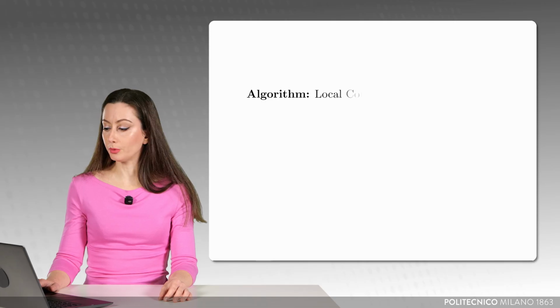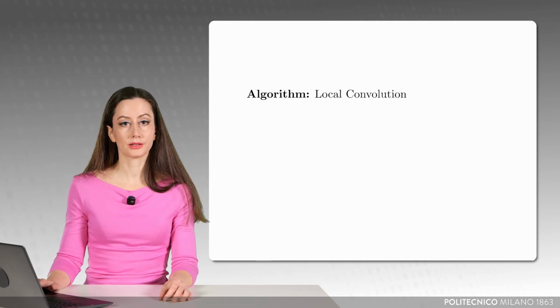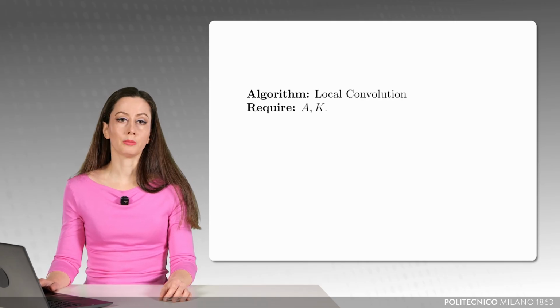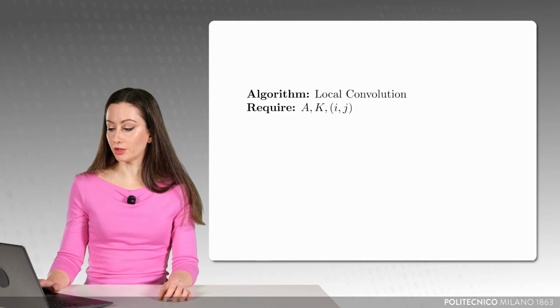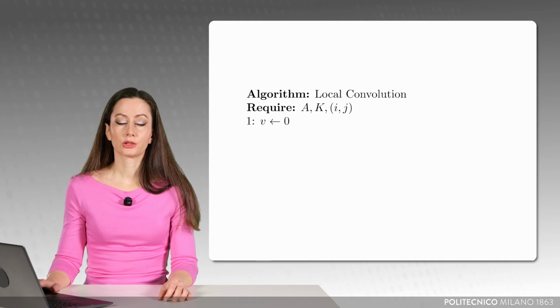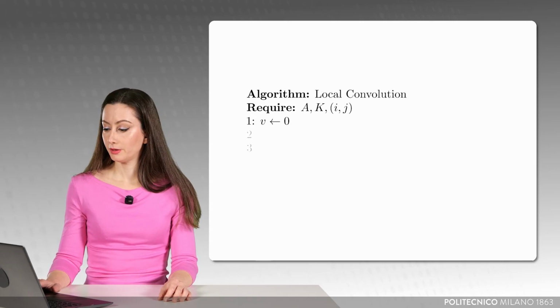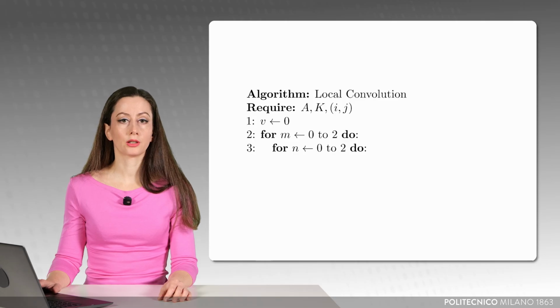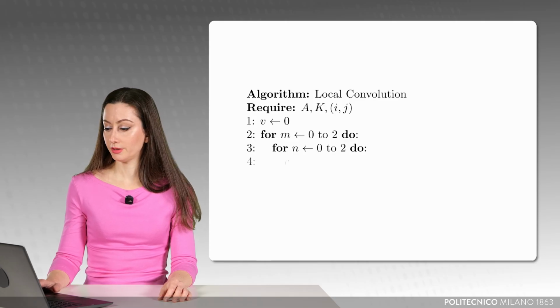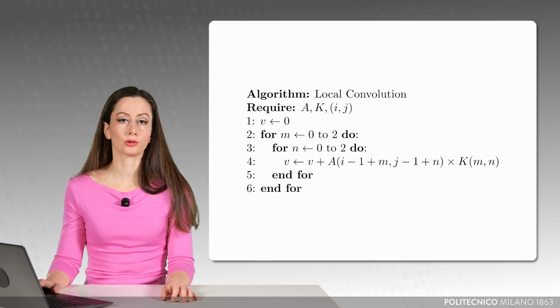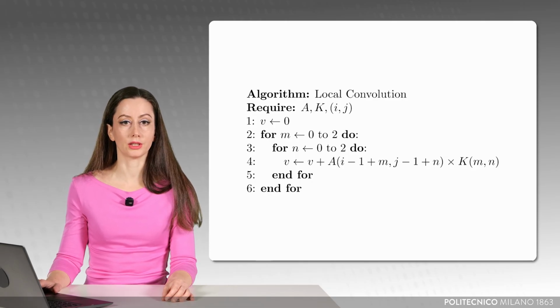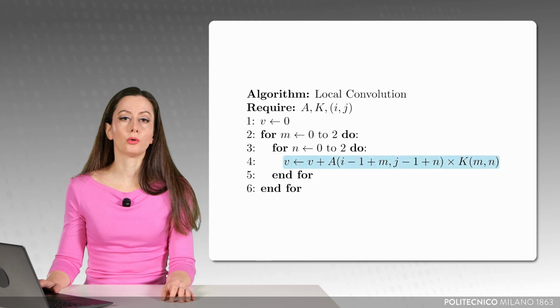The algorithm to compute each filtered pixel looks like this. We need the image A, the kernel K, and the indices of the pixel i and j. We store the sum in a variable v initially set to 0, and we loop over the rows and the columns of the kernel to assemble the element-wise multiplication of the kernel and the portion of the image around the pixel i, j. And as we go, we sum these products up in the variable v.